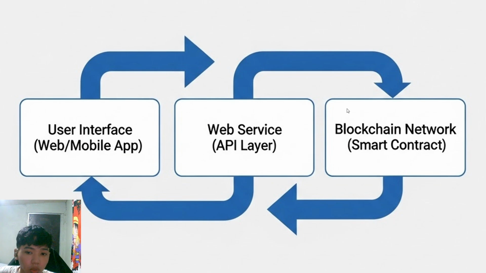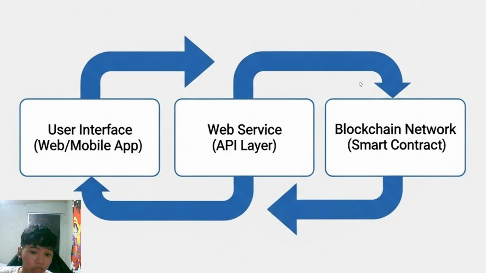The second is the web service or the API layer. This is what we call the API layer or application program interface. This is the crucial middleman. It receives the HTTP request. For writing data, it signs the transactions. For reading data, it formats the query. And it's the secure gateway between the user interface and the blockchain network.